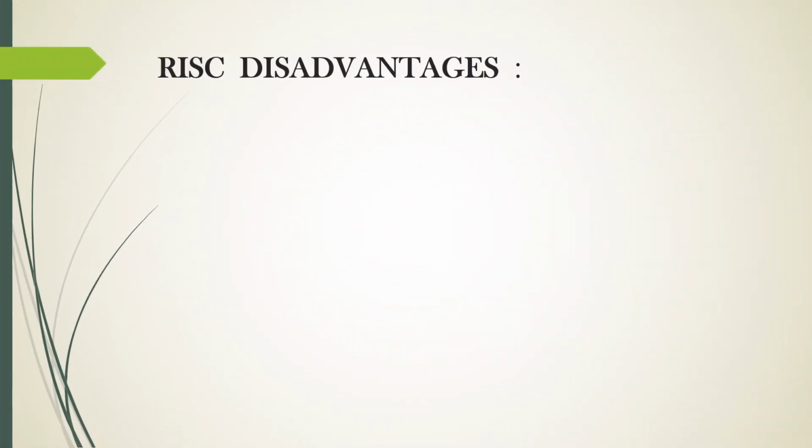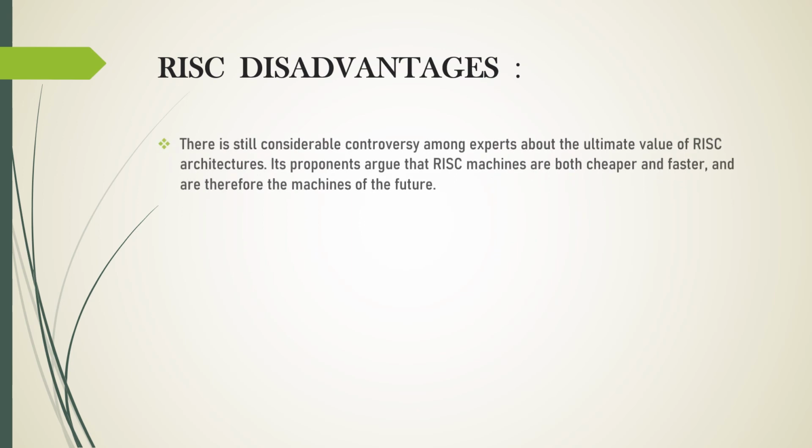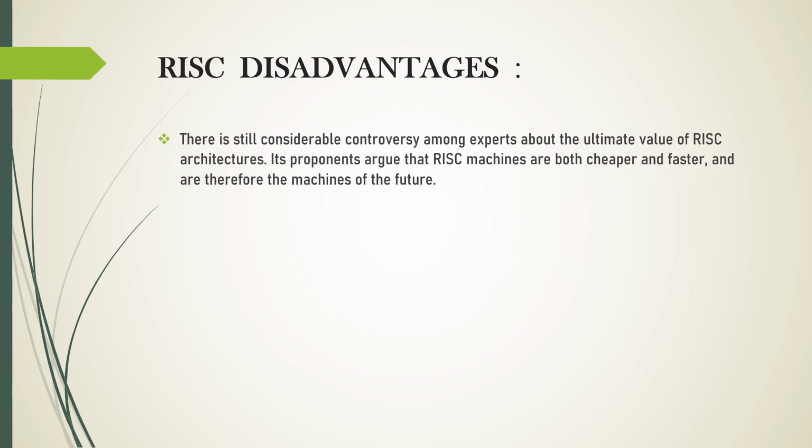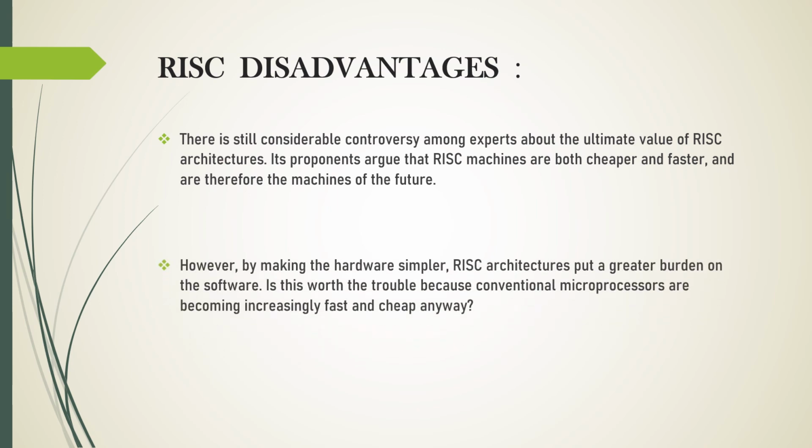Now let's see some RISC disadvantages. There is still considerable controversy among experts about the ultimate value of RISC architectures. Its proponents argue that RISC machines are both cheaper and faster and are therefore the machines of the future. However, by making the hardware simpler, RISC architectures put a greater burden on the software. Is this worth the trouble? Because conventional microprocessors are becoming increasingly fast and cheap anyway.